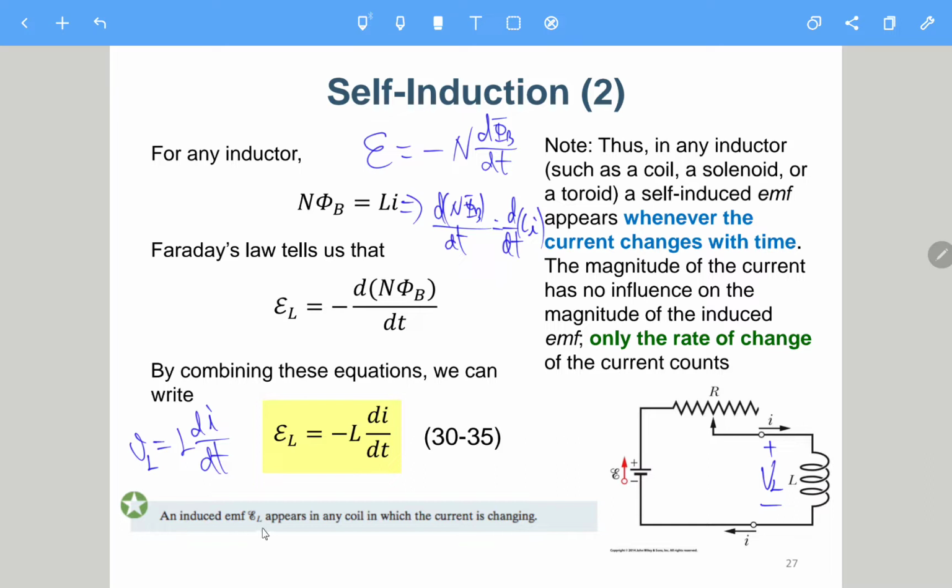Okay, so here an induced EMF E L appears in any coil in which the current is changing. The important point is that the current is changing, because this is the derivative of I with respect to time. If I is not changing, which means I is a constant, then this term is zero, then the EMF will also be zero. But if I is changing, then this term is not zero, so the EMF is not zero. And it depends on whether I is increasing or decreasing. If I is increasing, the right side is a negative number. If I is decreasing, then this one is a positive number.